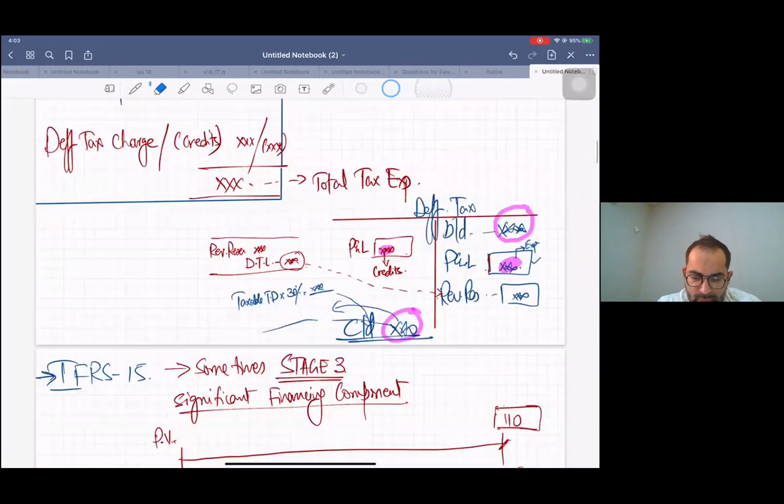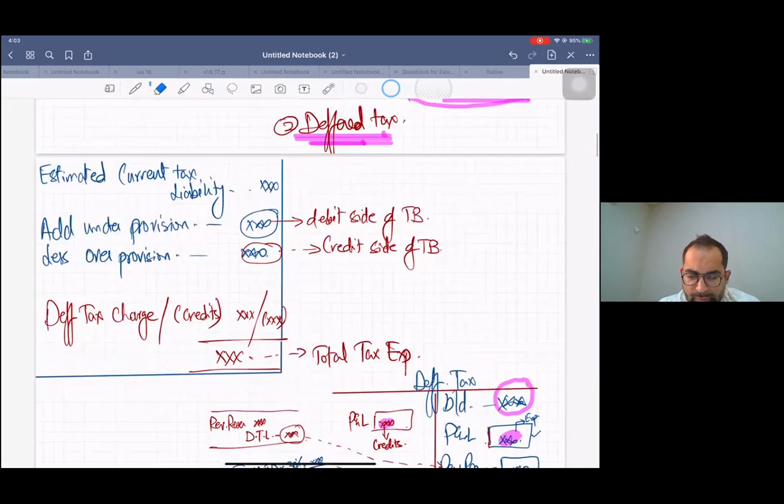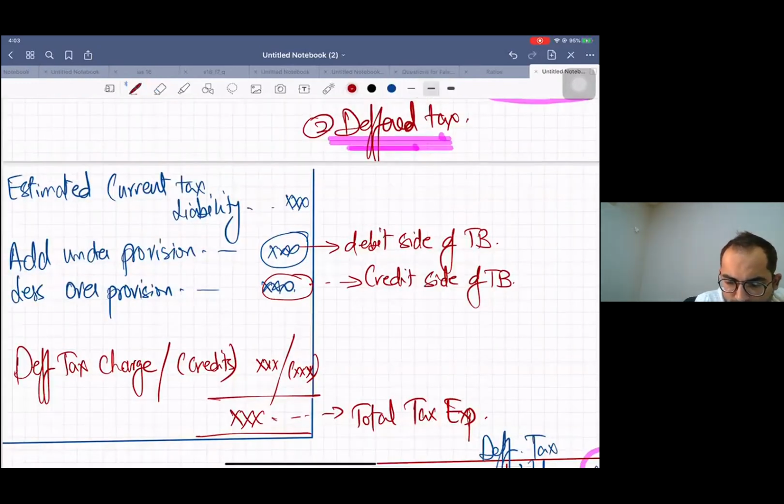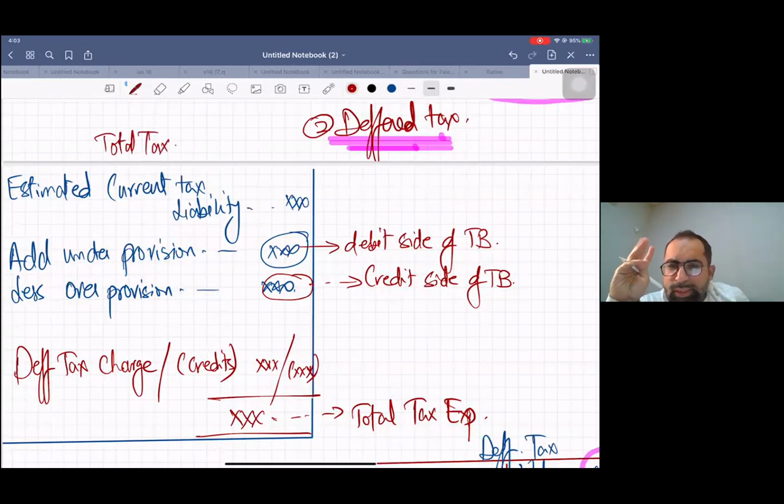Now, from the working point of view, you have to make this packet. This is the total tax working. Maximum three things come in this total tax working. The first thing is estimated current tax liability, which is readymade given in the adjustment.